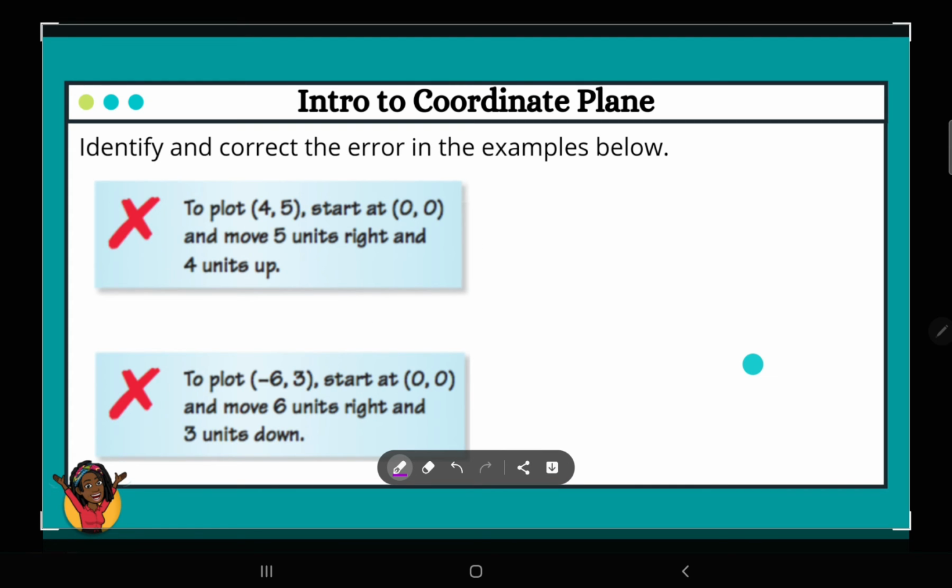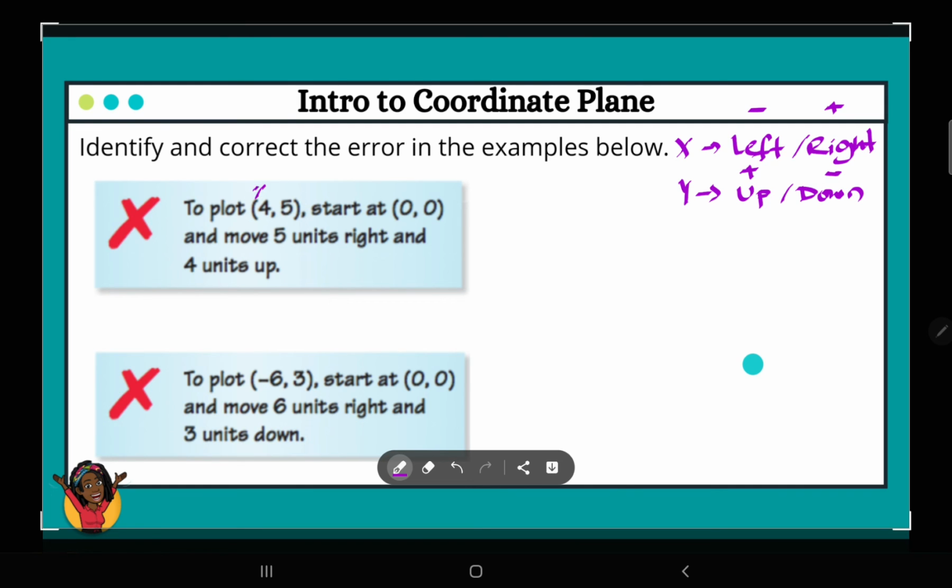Identify and correct the error in the examples below. To plot 4, 5, start at 0, 0 and move 5 units to the right and 4 units up. So if you remember, we talked about the x value being left or right. And if it's left, then it's a negative. If it's right, it's positive. And the y value is up or down, where up is positive and down is negative.